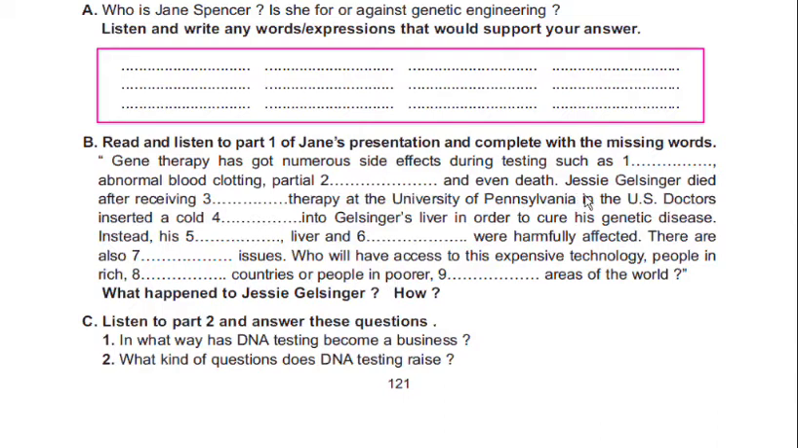Jesse Gelsinger died after receiving genetic therapy. You know, genetic is spelled G-E-N-E-T-I-C. After receiving genetic therapy at the University of Pennsylvania in the US, doctors inserted a cold virus into Gelsinger's liver. Liver is a very important organ, in order to cure his genetic disease. Instead of curing his genetic disease, this is what happened.